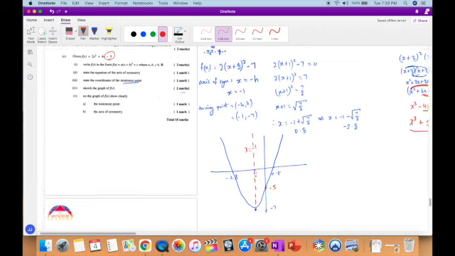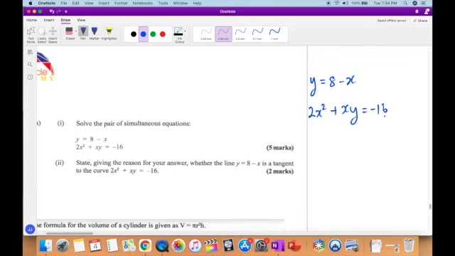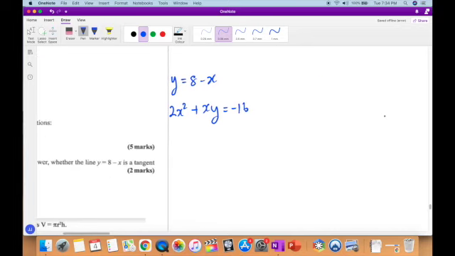Your curve should look like this. The substitution rule works when you're doing any kind of simultaneous equation. One equation is y is equal to 8 minus x, and the other equation is 2x squared plus xy is equal to negative 16. So solve the pair of simultaneous equations.